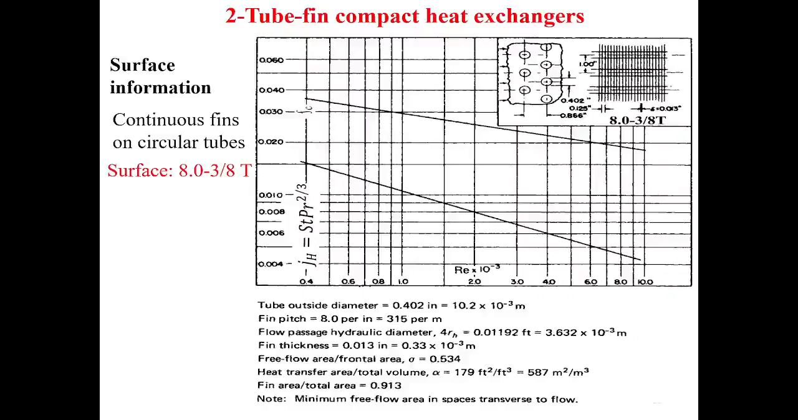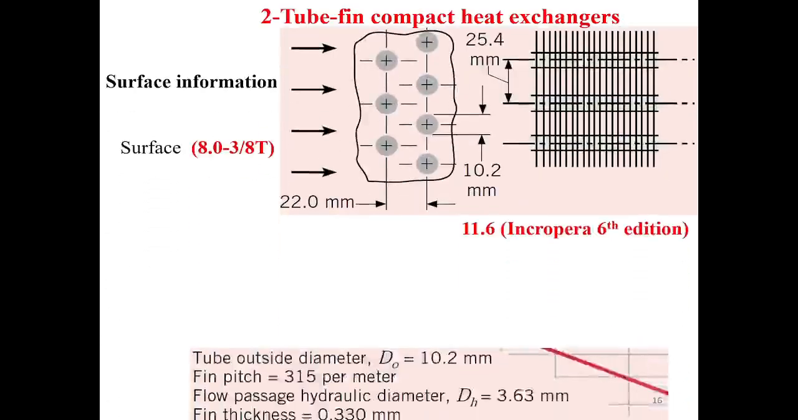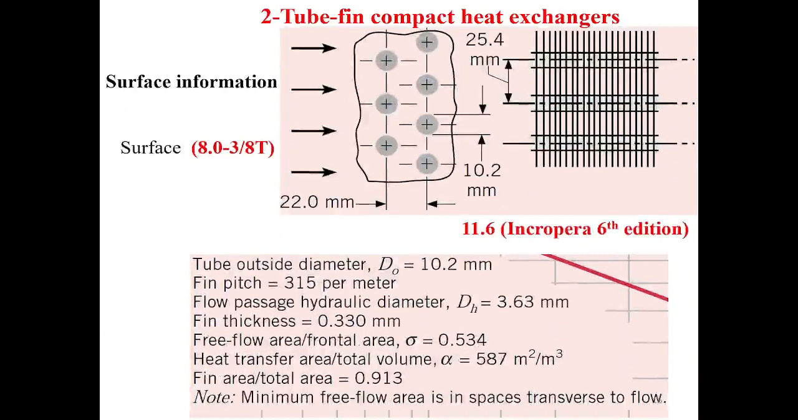This is another surface. This is a continuous fin with circular pipe. The surface designation is 8-38T as indicated here. The same thing about Reynolds number and the two parameters that we said before, so that you know that almost all the compact heat exchangers have the same idea of presenting the friction coefficient and J factor as a function of Reynolds number.